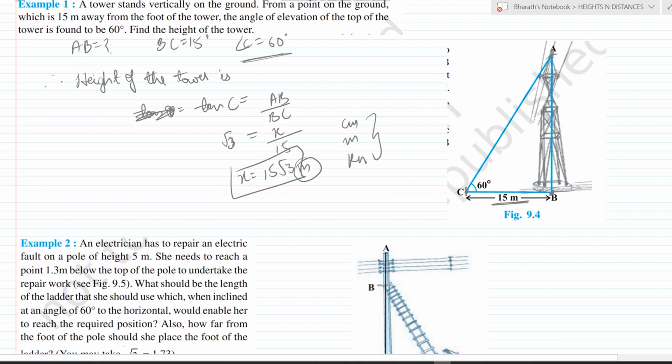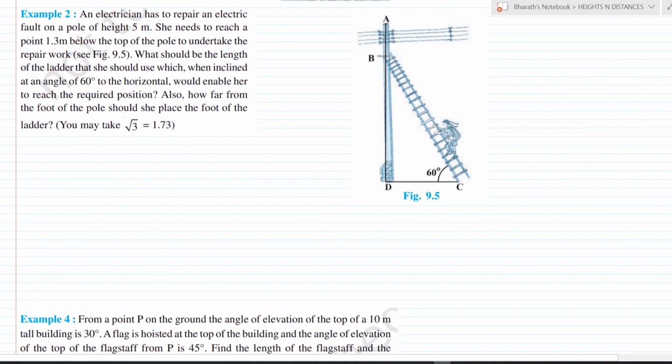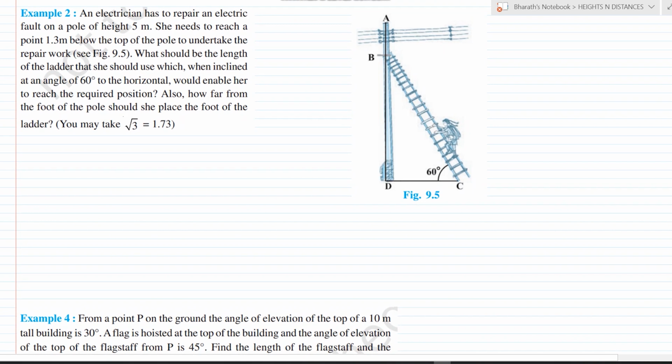Yeah, fine. So the next example: an electric pole has to be repaired, an electric fault on the pole at 5 meters. She needs to reach the point 1.3 below the top of the pole to undertake the repair work. What should be the length of the ladder that she should use when inclined at an angle of 60 degrees to the horizontal, which would enable her to reach the required position? Also, how far from the foot of the pole should the foot of the ladder be placed?